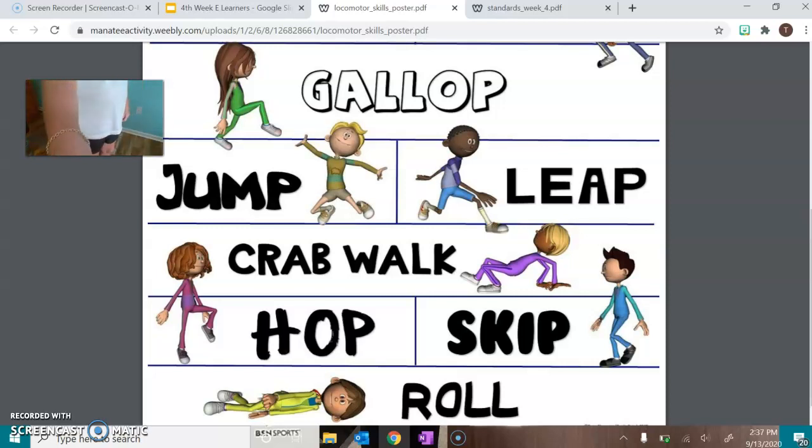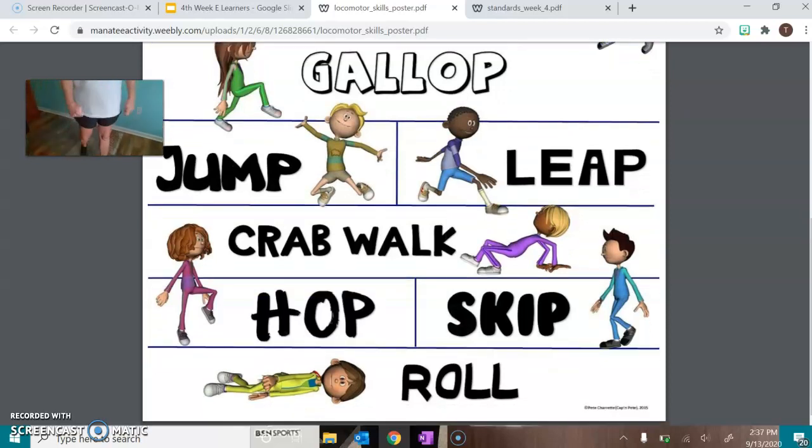The next one we had on there, it's pretty explanatory, rolling, right? And if you look at that picture, they're laying on the ground rolling. And then the last one they showed on there was the crab walk. So on the crab walk, you get down on all fours and you walk like a crab.